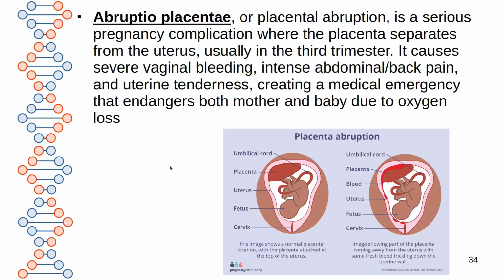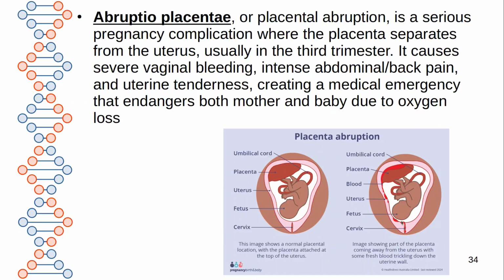Next one is abruptio placenta or placental abruption. It is a serious pregnancy complication where the placenta separates from the uterus, usually in the third trimester. Normally, the placenta separates in the third stage of labor, where delivery of the placenta takes place. Once the baby is delivered, the placenta starts separating due to uterine contractions, and then we remove it by traction. But here, in the third trimester itself, the placenta starts separating from the uterine wall.